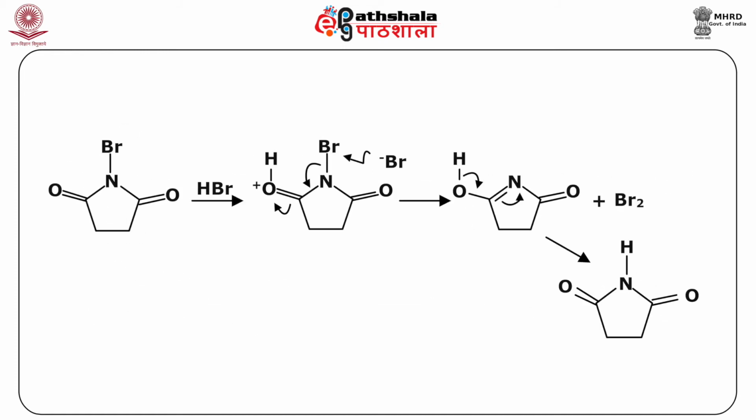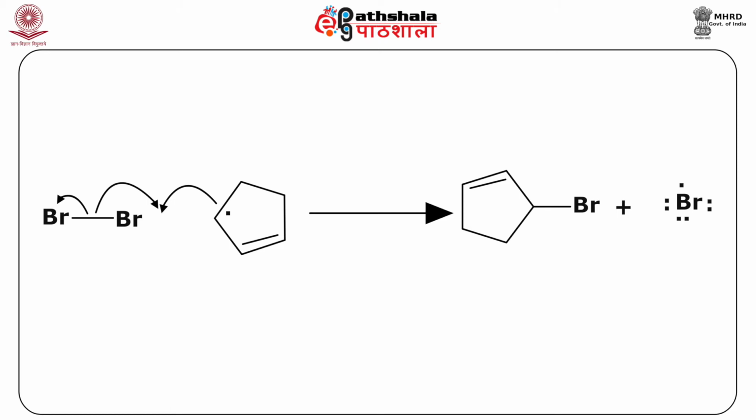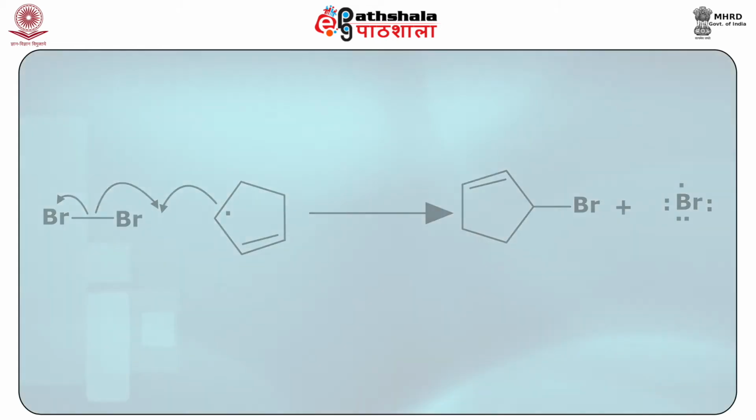The HBr thus formed reacts with NBS to produce a bromine molecule, as represented in the mechanism. This bromine molecule reacts with the allylic radical formed earlier and a new bromine atom is produced, which further repeats the entire process, and the reaction proceeds towards termination.